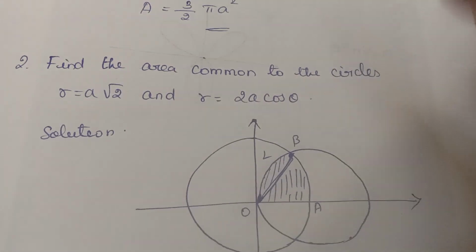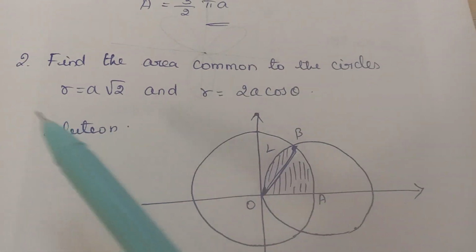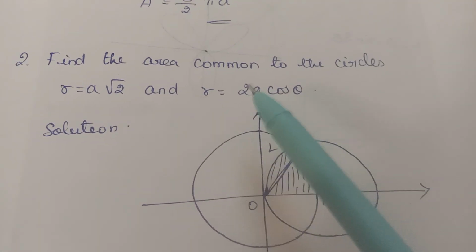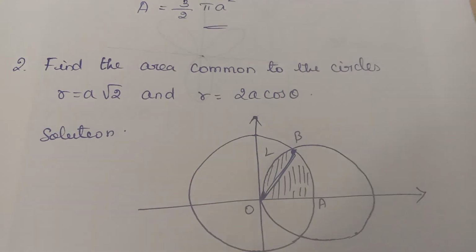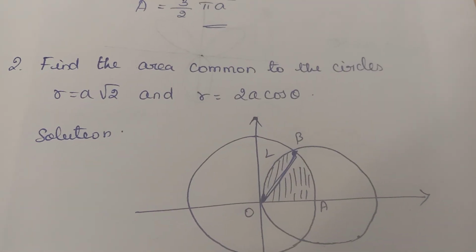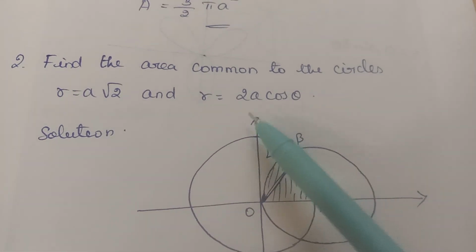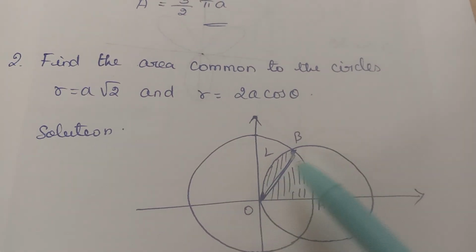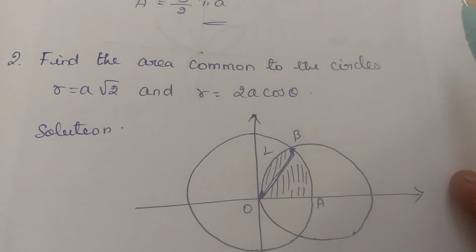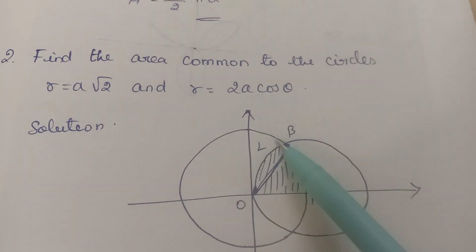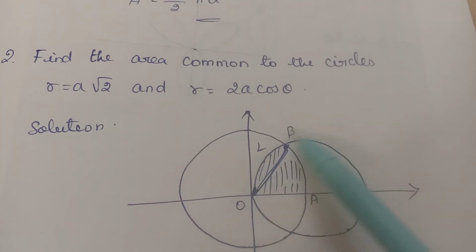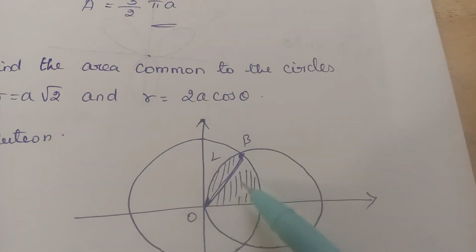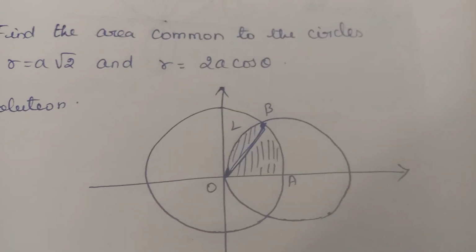Okay. Then the next one is: find the area common to the circle r equal to a root 2 and r equal to 2a cos theta. See, r equal to a root 2 means it's a circle centered at origin with radius a root 2. And r equal to 2a cos theta means it will be lying horizontally on the right side, isn't it? Okay. So this will be my diagram. This is the first circle r equal to a root 2 and this is the second circle r equal to 2a cos theta. This common area which I have shaded, that I have to find.